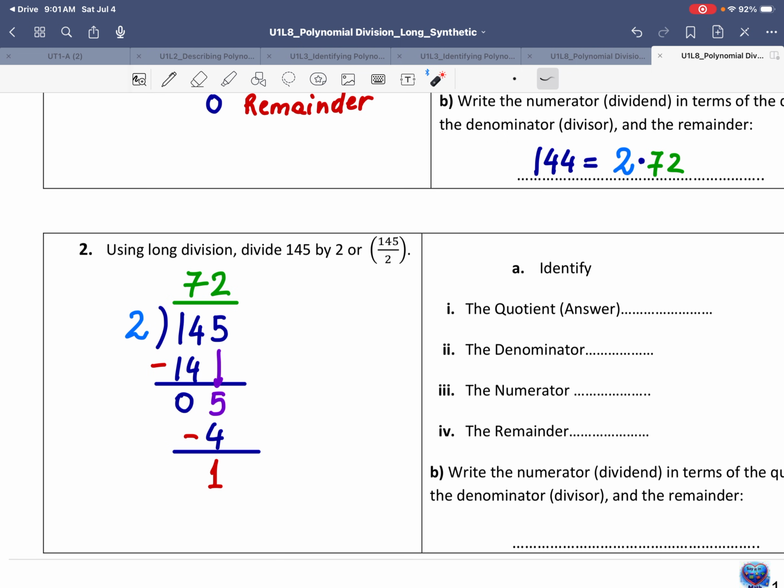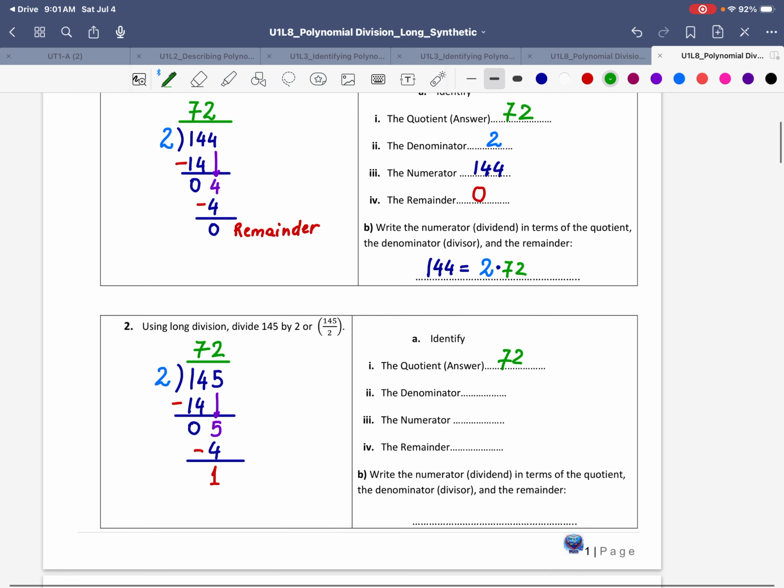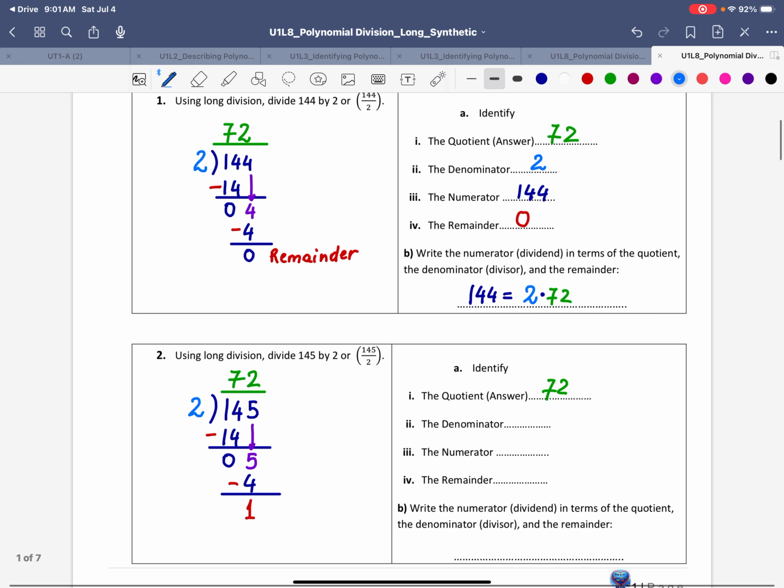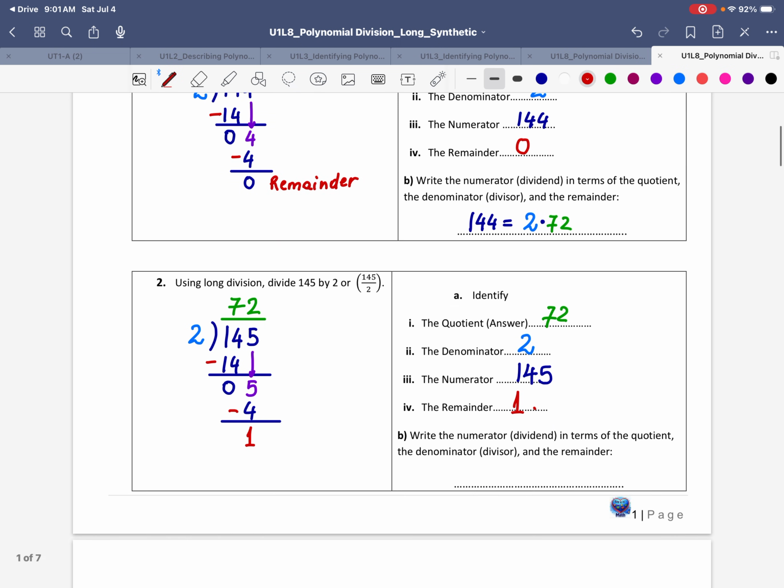So in this case, the quotient is 72, just like in the previous example. The denominator, or the number we divided by, is 2. The numerator is 145 this time, and the remainder is equal to 1. So if we were to write the numerator in terms of quotient and denominator and the remainder, then we'll say that number 145 is equal to the denominator of 2 multiplied by the quotient, or the answer 72. Remember, 2 times 72 is 144. And then we will have to add the remainder of 1.